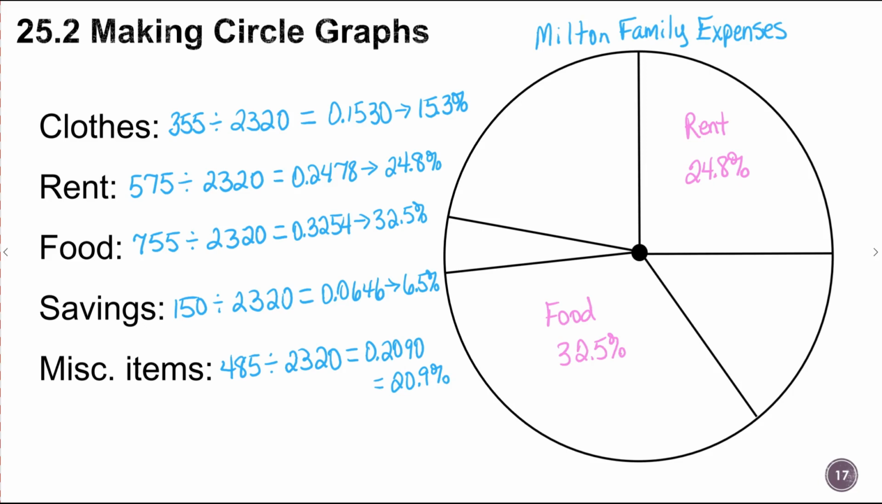The smallest portion was savings, and that was 6.5%. And then let's see, I have 15 and 20, so the 20 is going to go here, 20.9. This is miscellaneous. So 20.9%. And then this last one was clothes, and it is 15.3%. And then that's our circle graph.